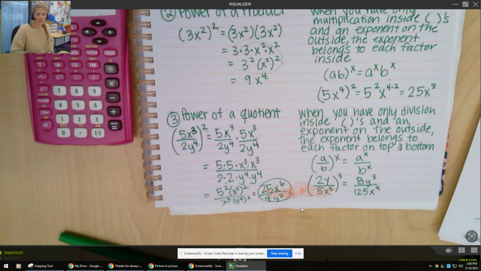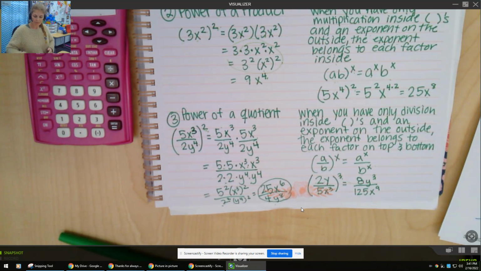So our words are: when you have only division inside the parentheses and an exponent on the outside, the exponent belongs to each factor on the top and the bottom. A over b to the x power is a to the x power over b to the x power. 2y over 5x to the 3rd all to the 3rd power. 2 to the 3rd power is 8. y to the 3rd power is y to the 3. 5 to the 3rd power is 125. And x cubed to the 3rd power is x to the 9th.